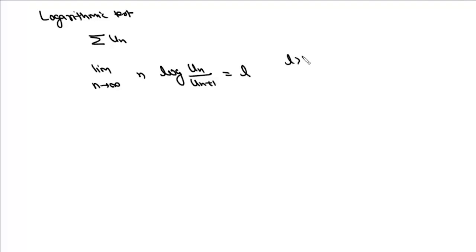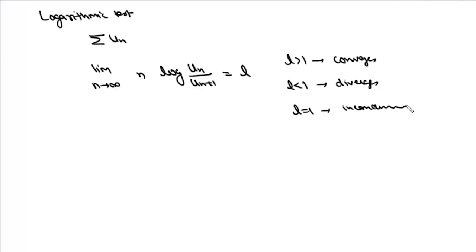So rather than using Raabe's test, we'll use this test for this positive series Σun, and we'll find this limit: limit n tends to infinity of n log(un upon un+1), and suppose this limit is L. Now if L is greater than 1, then this series converges. If L is less than 1, then this series diverges, and if L is equal to 1, then the test is inconclusive.